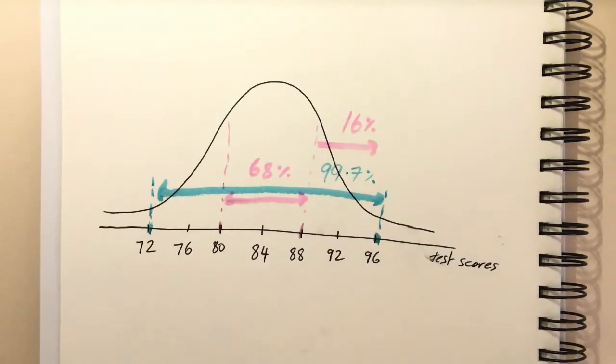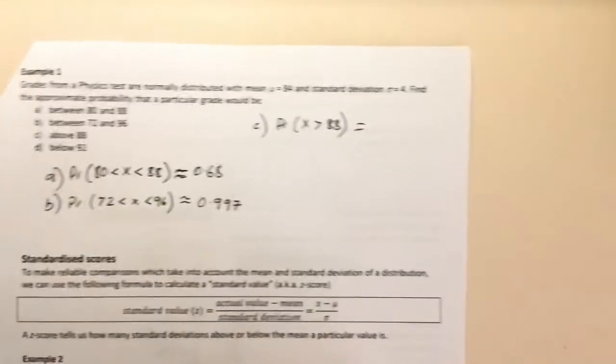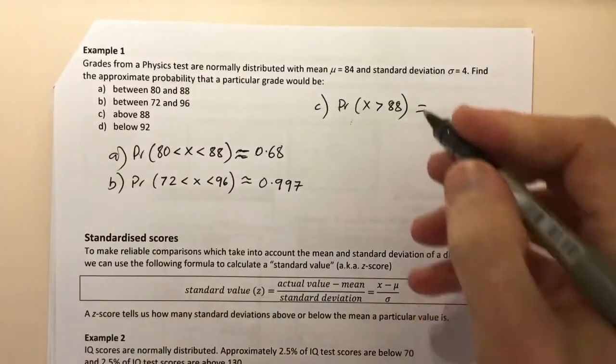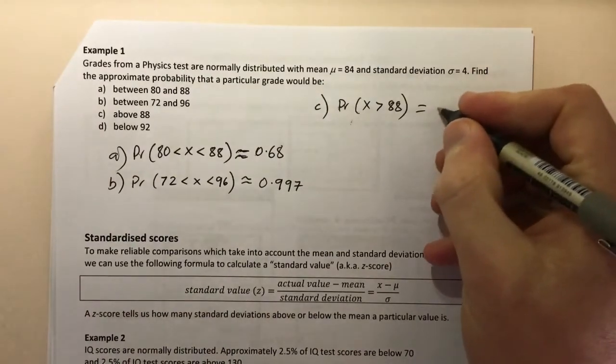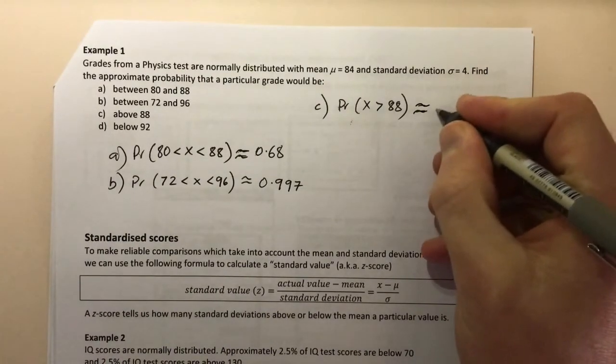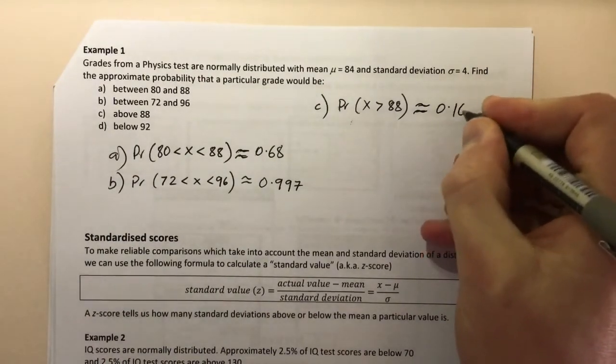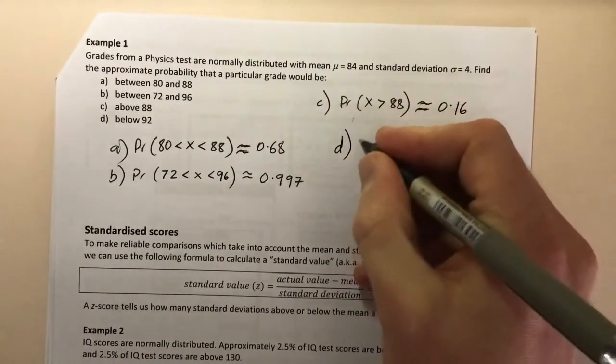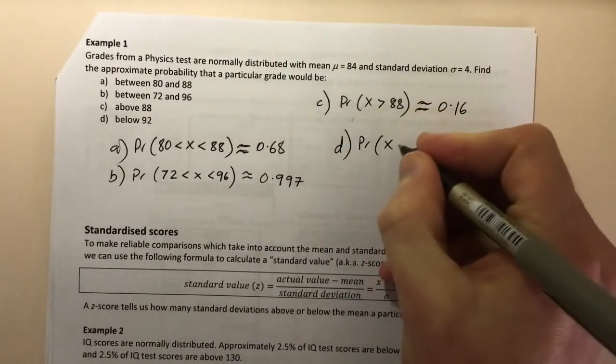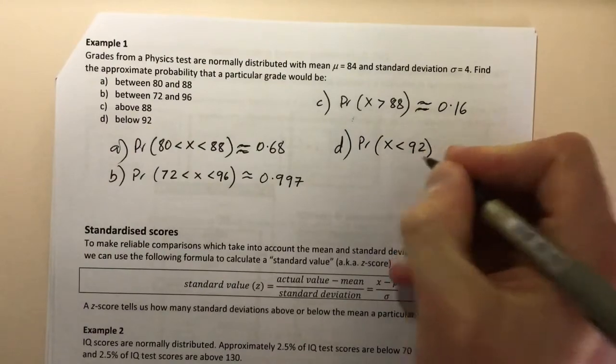So we could say that the probability of our test scores being above 88 would be, again, I should write approximately equal to 16% or 0.16. And lastly, the probability that we're below 92.